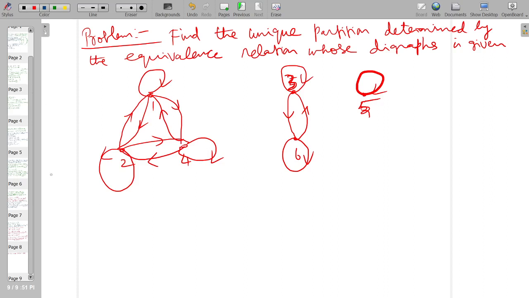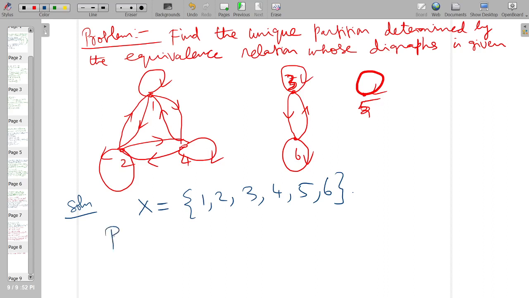Now what you have to do is find the unique partition. For that, x is given like this. What is x? X is the set of all elements 1, 2, 3, 4, 5, 6. Okay. Now what is your partition P?